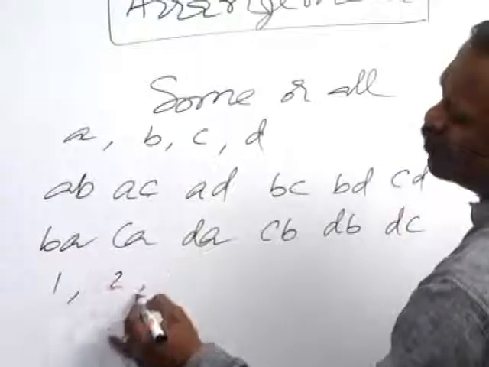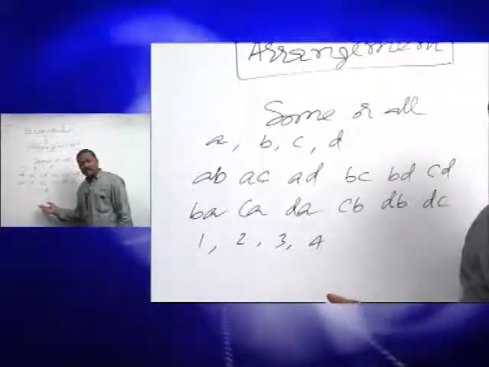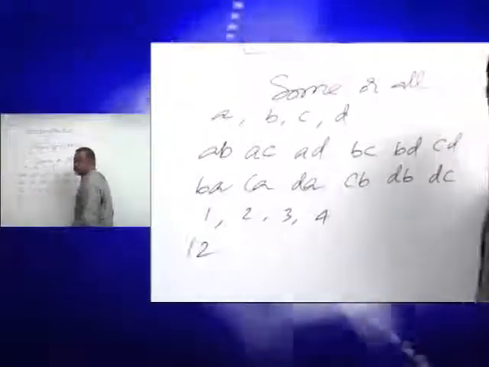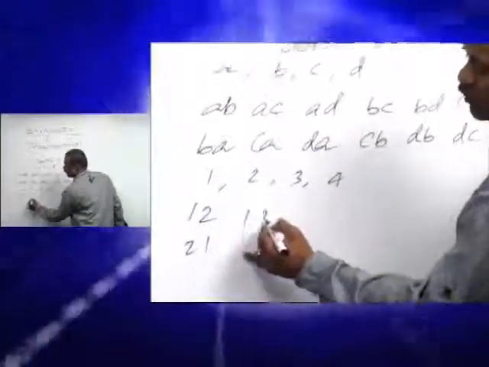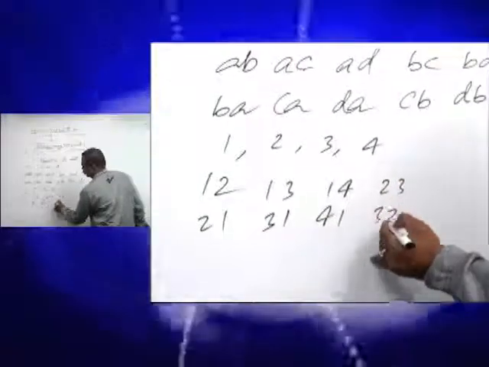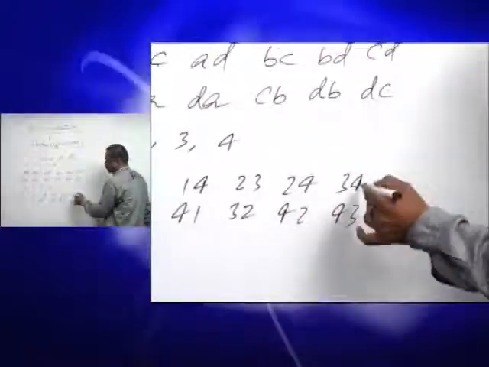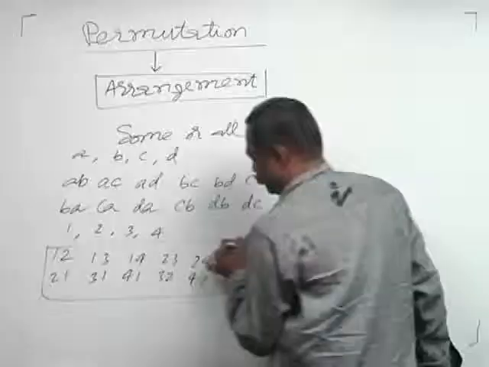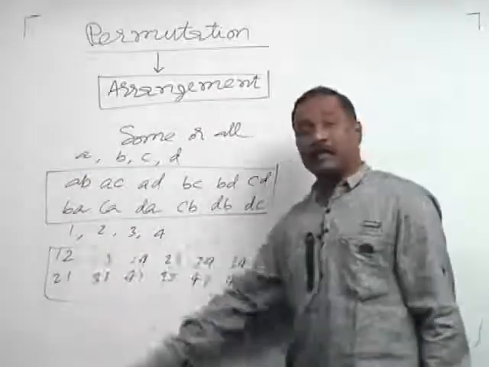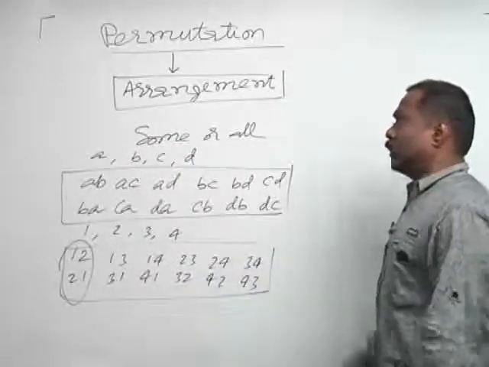Similarly, if you take 1, 2, 3, 4, how many 2-digit numbers can be formed using 1, 2, 3, 4? You can understand it is 12, 21, 13, 31, 14, 41, 23, 32, 24, 42, 34, 43, like this. So you can see the different number of arrangements that can be done. What is the important thing to be noted in a permutation arrangement?